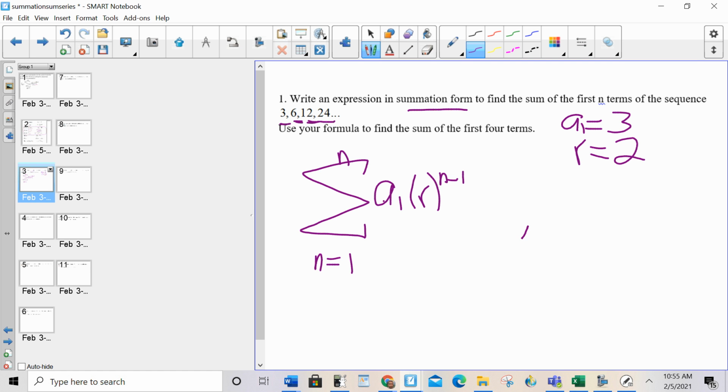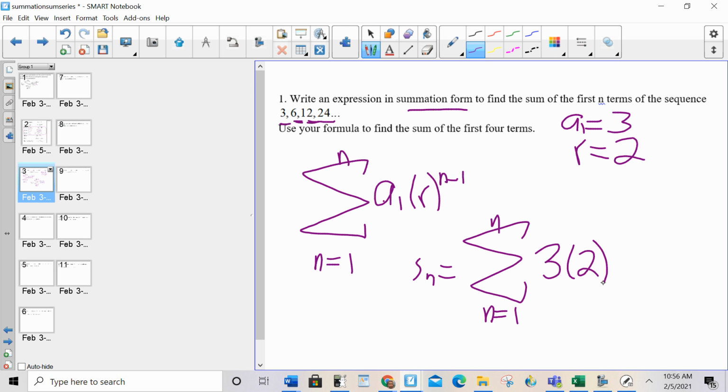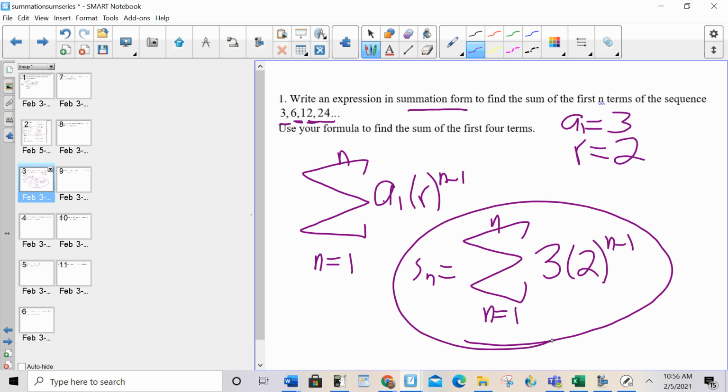So, Sn equals the sum from n equals 1 to n of A1, A1 is 3, times 2 to the n minus 1. That's your answer. Now, when would you use this compared to the explicit? To be honest, I said in the last lesson, 90%, 95% of the time you're using the explicit. The only reason you would do this is if it was multiple choice and you saw it in this form.